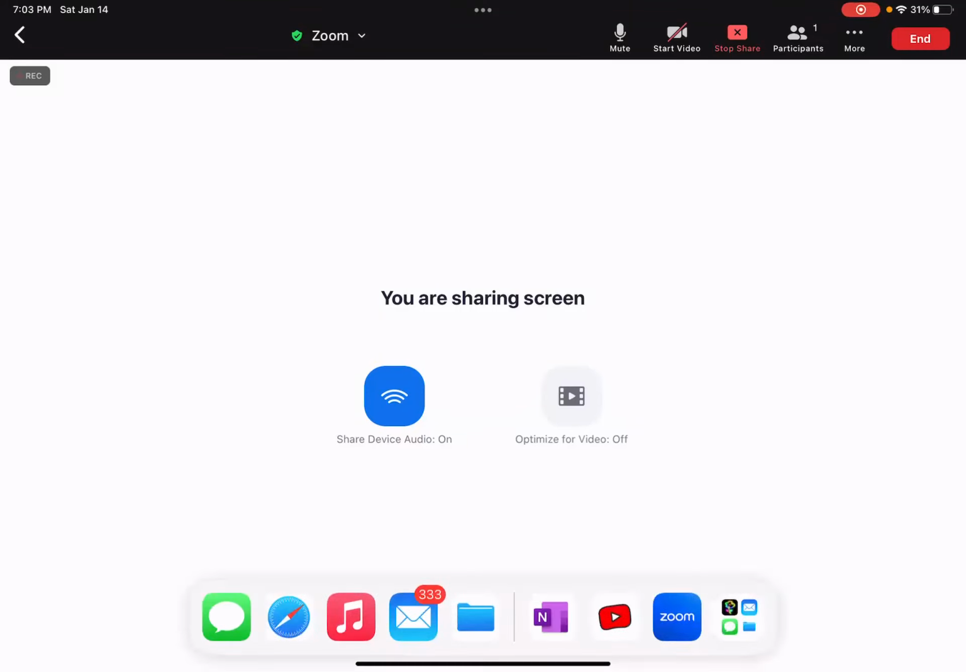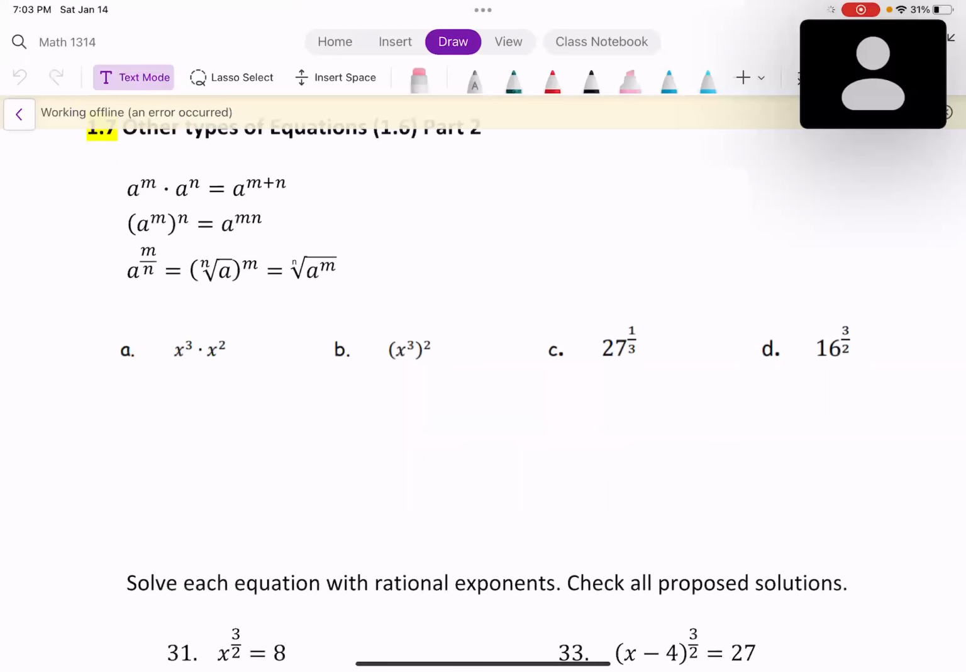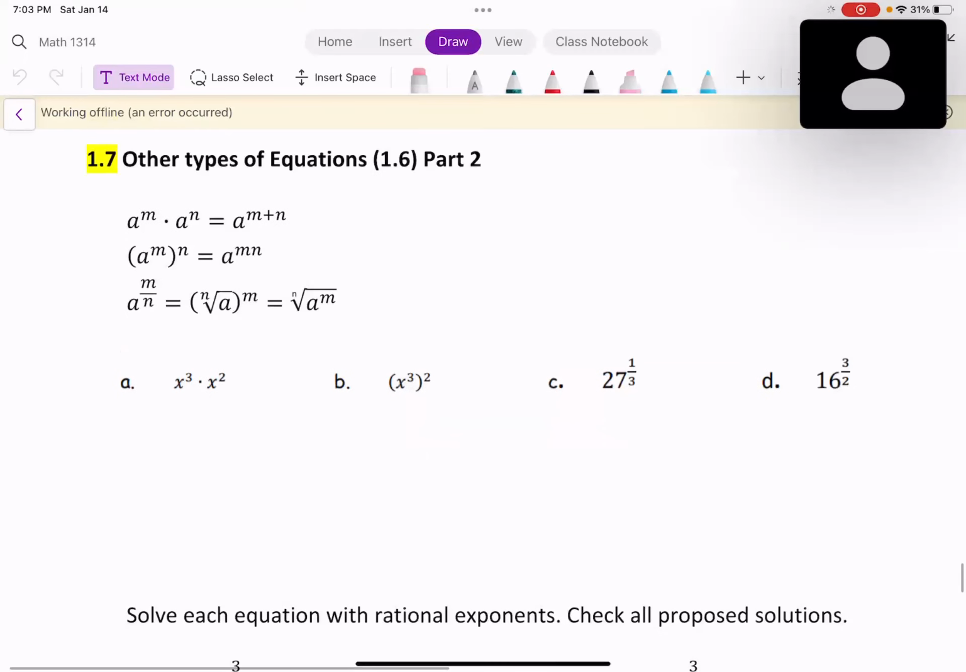In this video, let's learn 1.7, other types of equations.